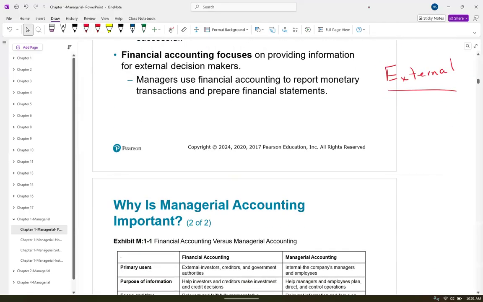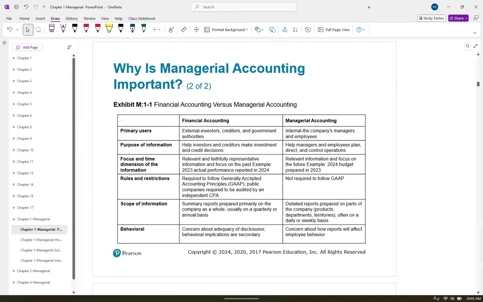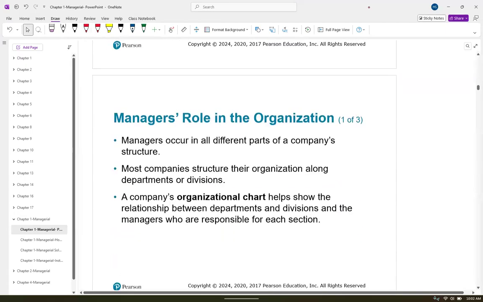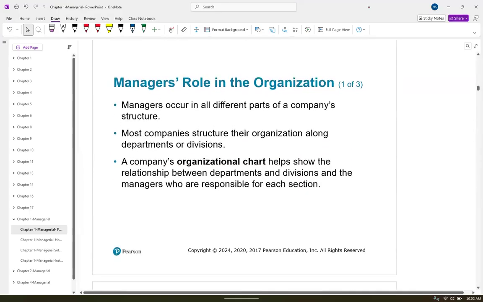So we have a little chart here. This is really nice. We talk about the primary users of financial accounting: investors, creditors, and government authorities. For managerial accounting, the primary users are internal. The company's managers and employees are using that information. What's the purpose of the information? For financial, it helps investors and creditors make investment decisions. For managerial, it helps managers and employees plan, direct, and control the operations. I'm not going to read all of that. It would be a really good review for y'all to go back to. You do have access to these PowerPoints in Canvas.